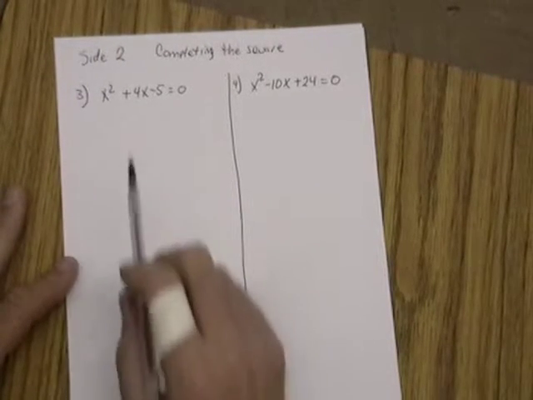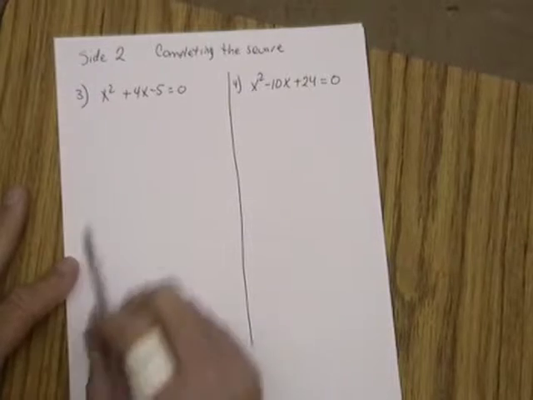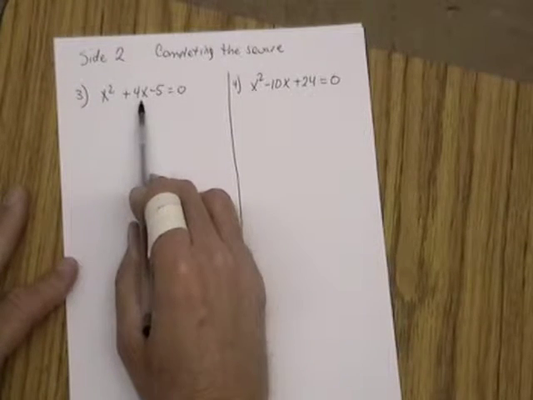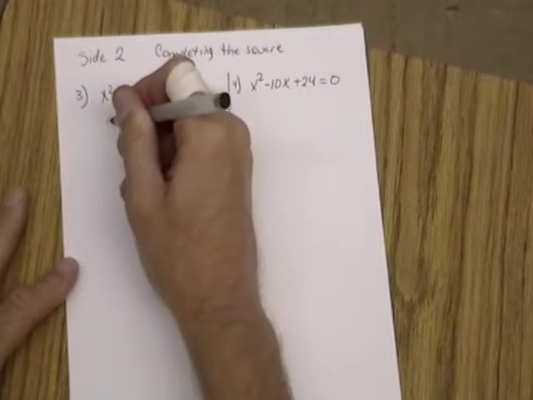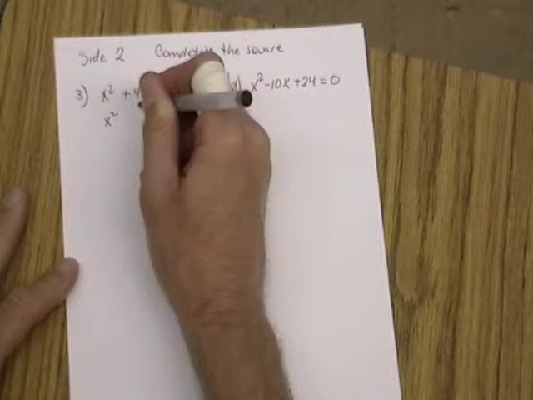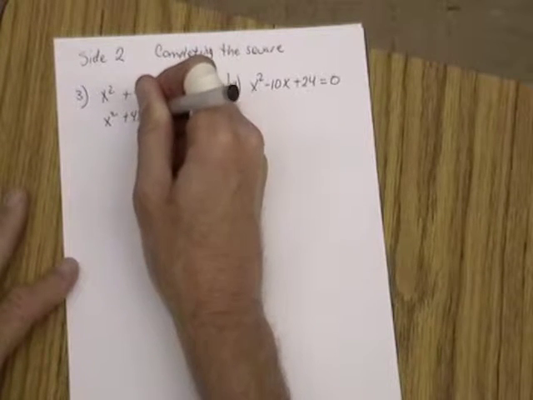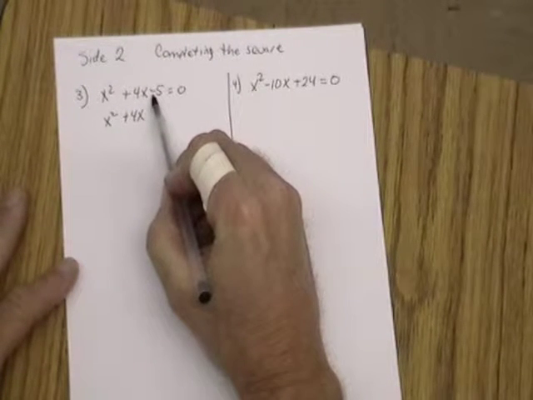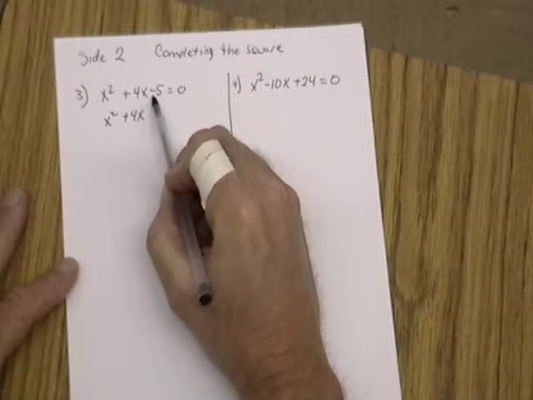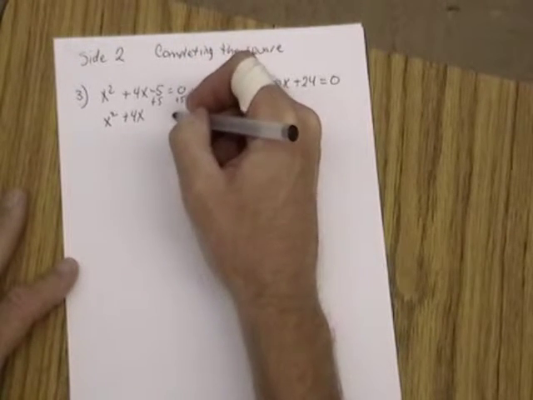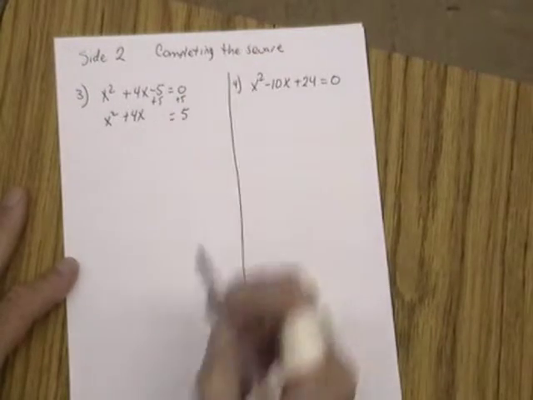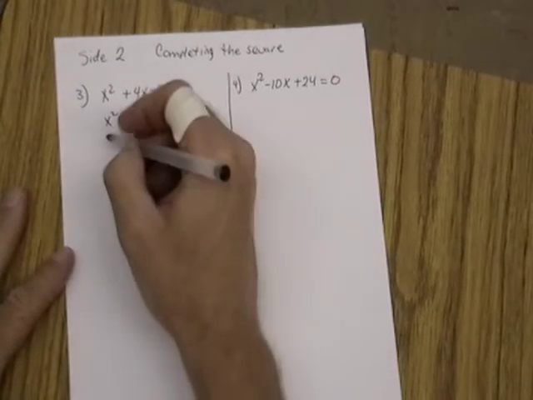In this case, completing the square, what we want to do is get the x term and the x squared term on one side and the constant on the other. So in order to do that, we have to add 5 to this side to get rid of it from here. And so you add 5 to both sides. And then we're going to complete the square.